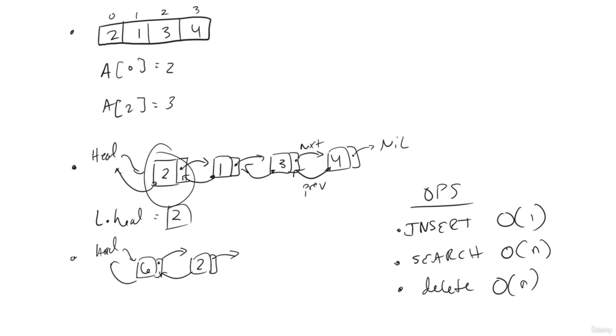These are nodes. These are pointers. And a linked list is a chain of nodes where each node in the chain contains some data, which is a number in our case, and a pointer to the next node in the chain.